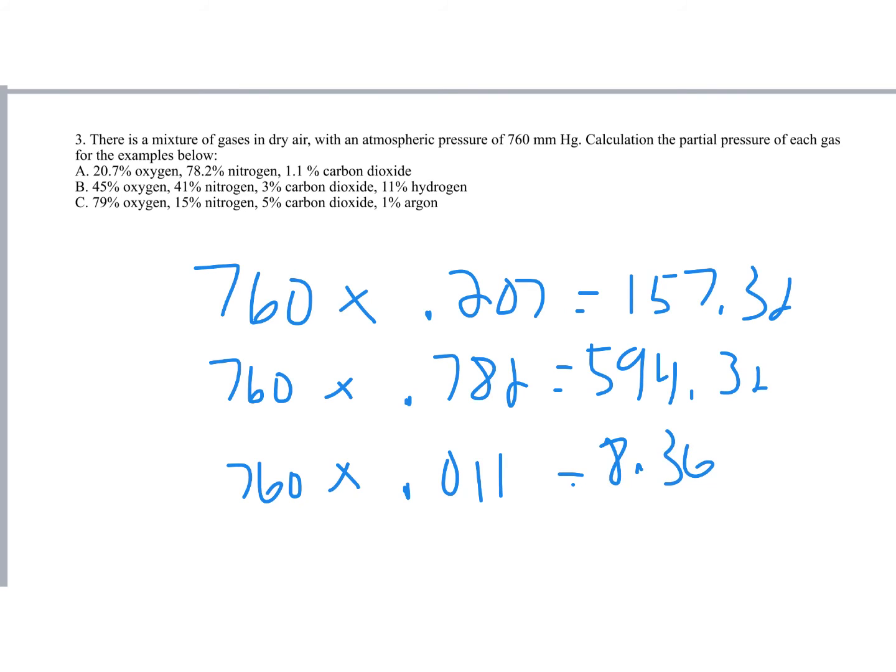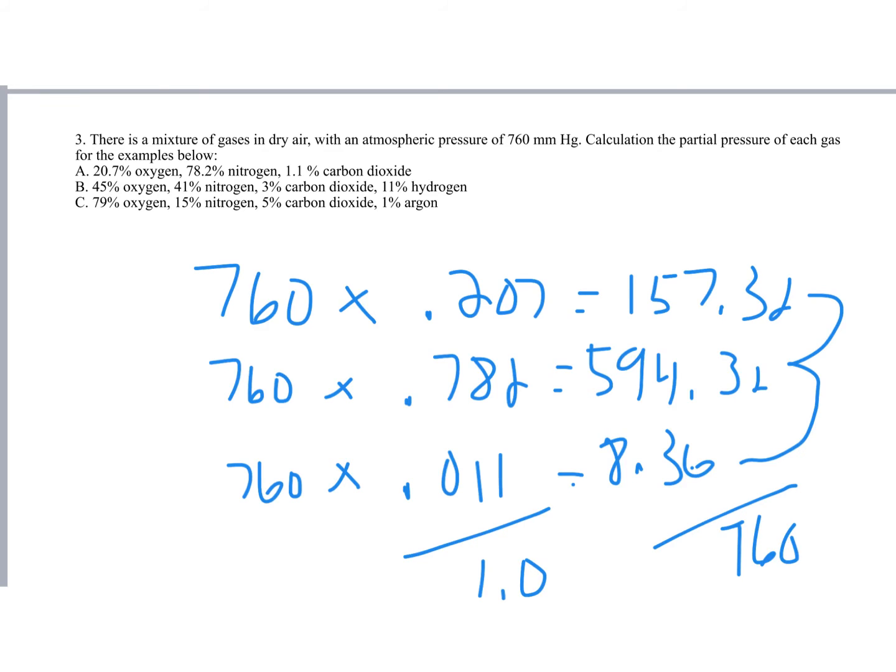Now, if you really want to check your answers to see if they're right, you add up these 3 numbers. They should add up to 100%, or they should add up to 760 millimeters. Anyway, however you want to do it. I'm not going to go through letters B and C because it's simple math. We just did the first one.